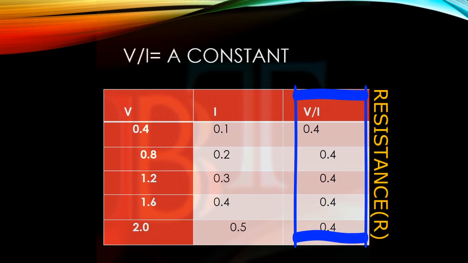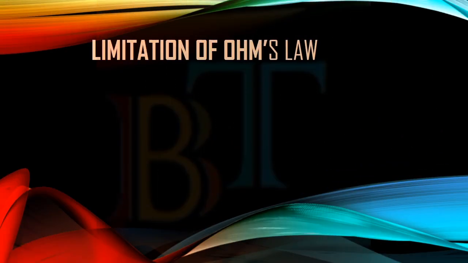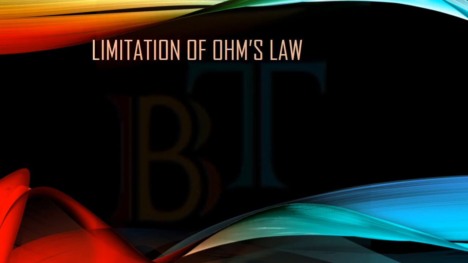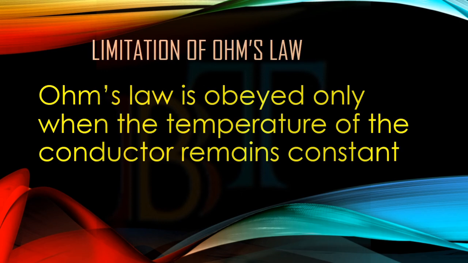wire. But if the temperature of the conductor varies due to the flow of current, then this relation will not hold. That means this relation holds only when the temperature of the conductor remains constant. So that is the limitation of this law. Ohm's law is obeyed only when the temperature of the conductor remains constant.